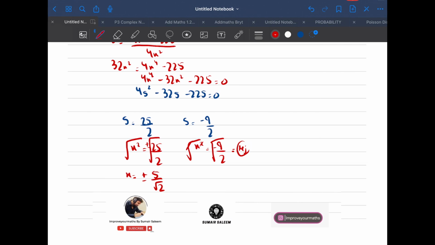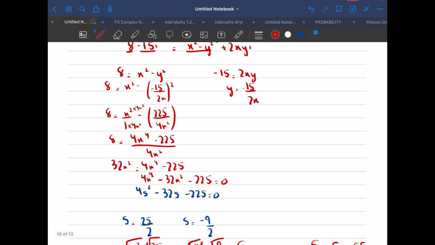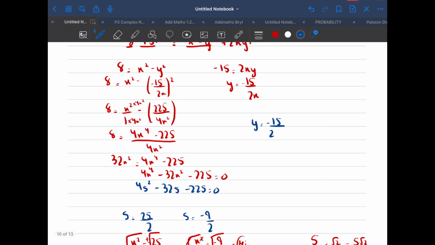Now, what's 5 divided by root 2? Because in the denominator there can't be a surd. The 5 upon under root 2 multiply by under root 2 over under root 2. That's the basic rule of surds. So it's going to become 5 under root 2 over 2. So my answer of x is this. Now, how will I get y? What was the equation of y? y is equal to minus 15 over 2 into 5 under root 2 over 2. This and this cancel out. So minus 15 divided by 5 under root 2. It's going to be what?